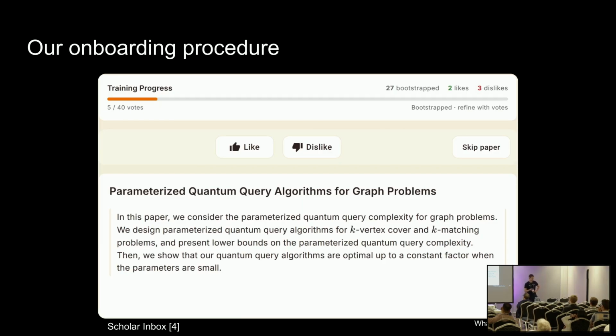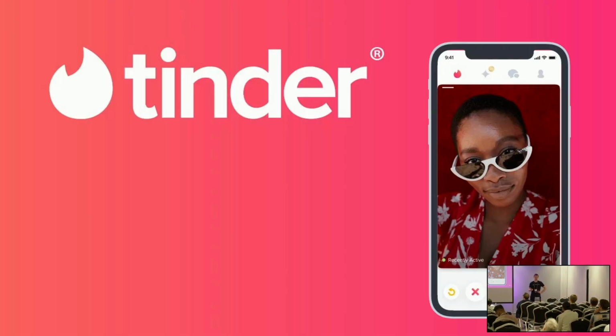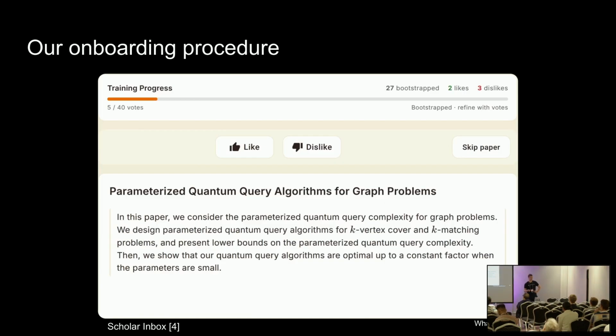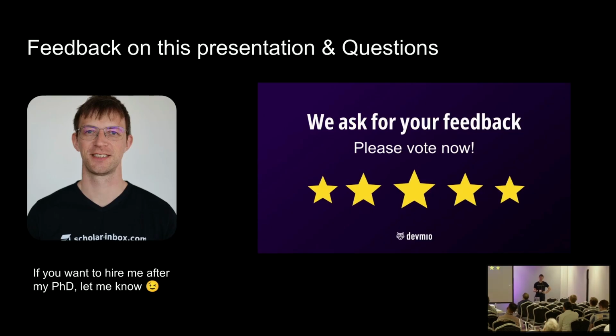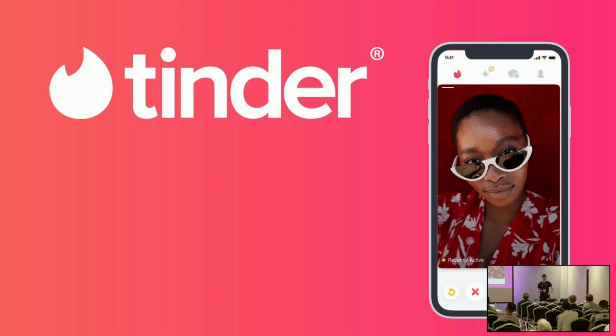So that's what our onboarding procedure looks like, right? You just get a paper you like or dislike, maybe you can skip, and you get fed more and more papers according to the heuristic I just pointed out. That's Tinder, huh? I don't know if you paid attention, but with this procedure, you just swipe left and right. We have research Tinder basically, but instead of attractive people, we only have papers. Attractive papers, yes, the best.